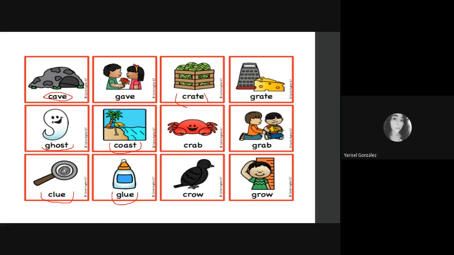Here, crow, grow. Okay, the next one. Crab, grab. Okay, good, excellent. We can feel, or we can hear, the difference between both sounds k and g. They are very similar, but they are at the end different. K, g.